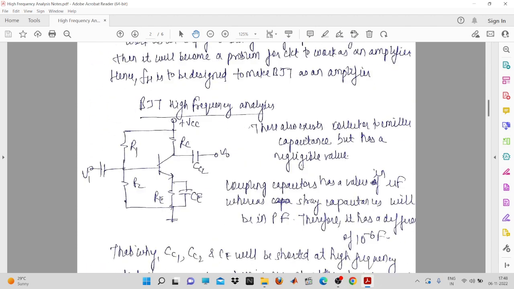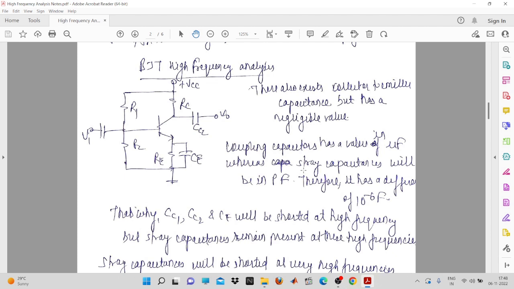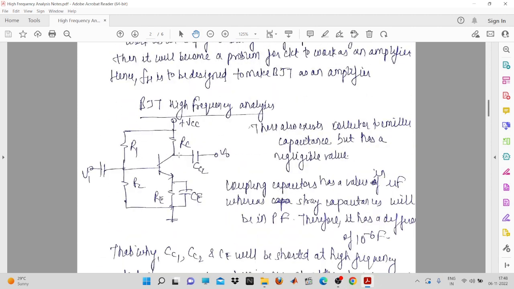Now we will have to determine the high frequency model for the BJT. How are you going to find it? You see here, the blocking capacitors and the bypass capacitors are in microfarad, whereas the stray capacitances are in picofarad. So if you want to obtain the equivalent model, you will have to do the AC analysis, because ultimately high frequency means the AC analysis. In that case, you will have to replace this transistor by some model. We have already discussed the three types of model of the BJT.